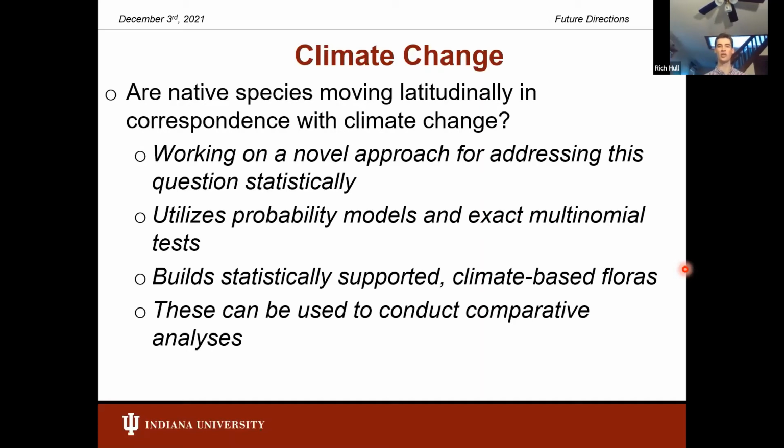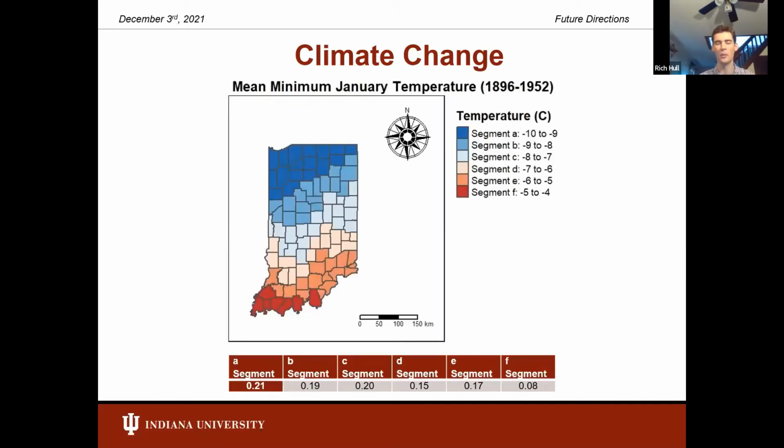And once you have a statistically supported climate-based flora for a specific time point, you can compare the climate-based floras at a different time point. So to illustrate what a probability model is, I have the state of Indiana here, and this is mean minimum January temperature for the Deam collection period. This is the same thing we saw earlier for the study region, except now we have the northern segment as well. So we have 6 1°C minimum intervals here. And I've weighted the probability that a plant occurrence happens in any one of them by the number of counties and the land area in each county.